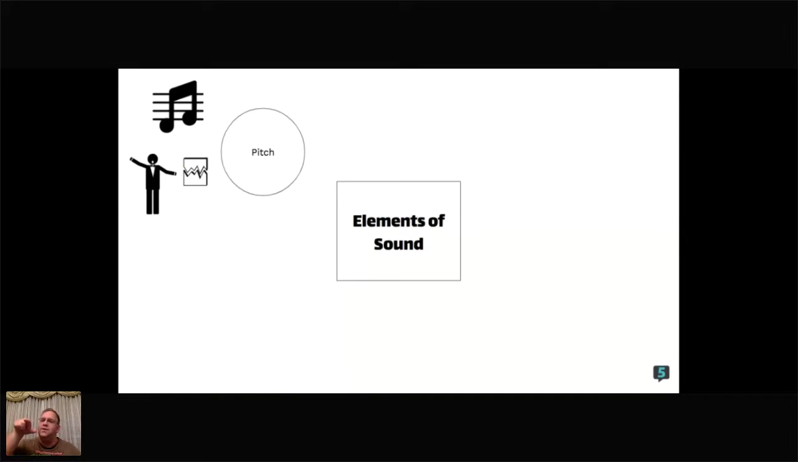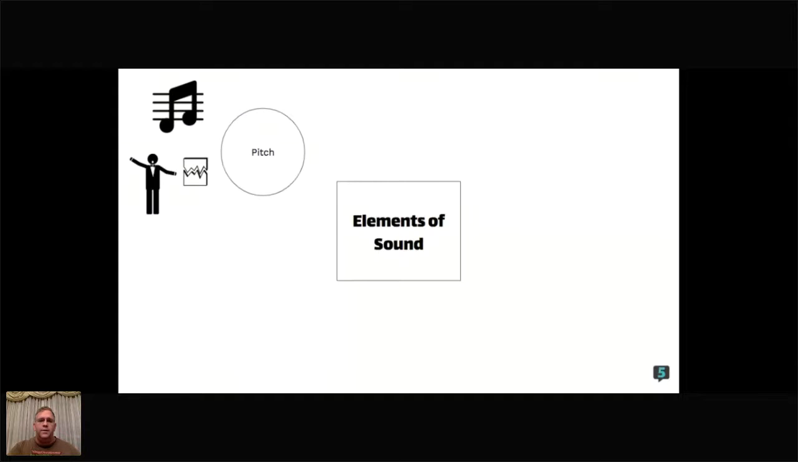The more frequent the sound waves, I don't have a visual of this other than me doing this with my finger here, the higher the pitch, the higher the frequency. The higher the frequency, the higher it goes. The lower the frequency, the lower the pitch. So that's the first part, pitch, which also refers to the frequency of the sound waves. How many sound waves are there?